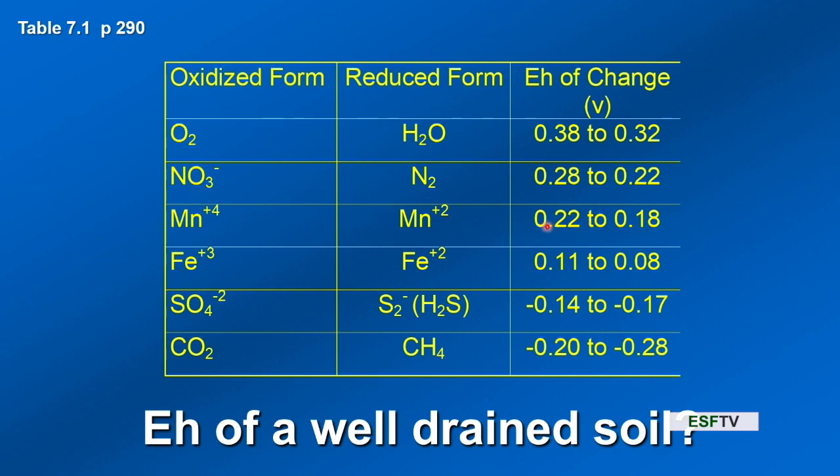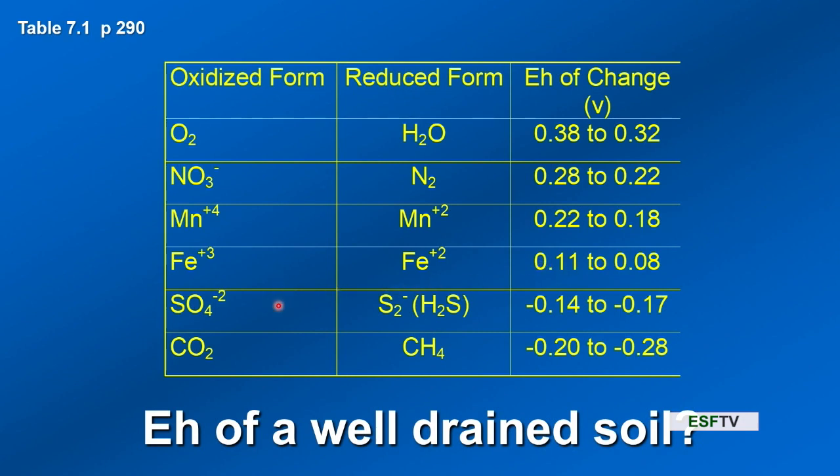Once the manganese is used up, the next electron acceptor is iron. Iron goes from +3 to +2. It's reduced. And the EH range is 0.11 to 0.08. Again, we're getting lower and lower EH.